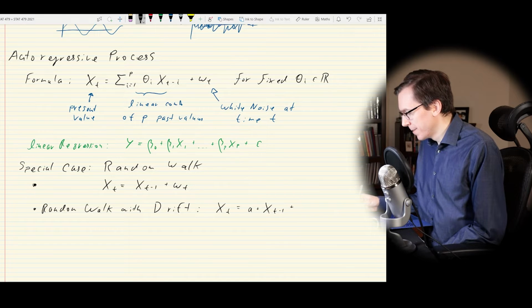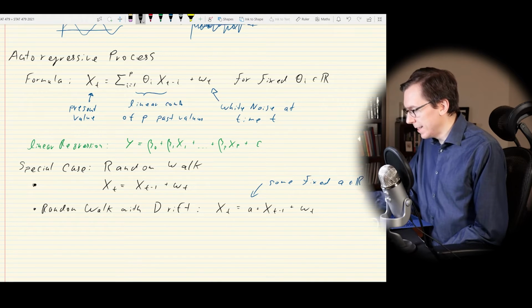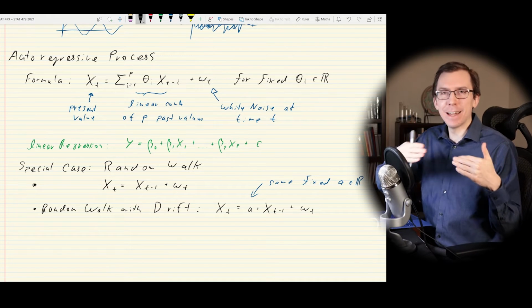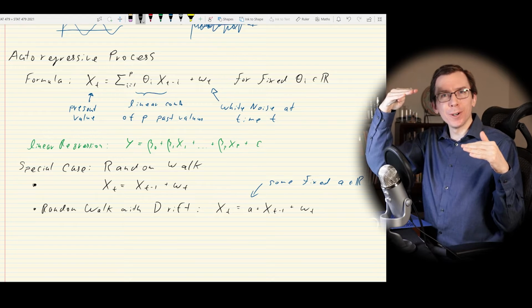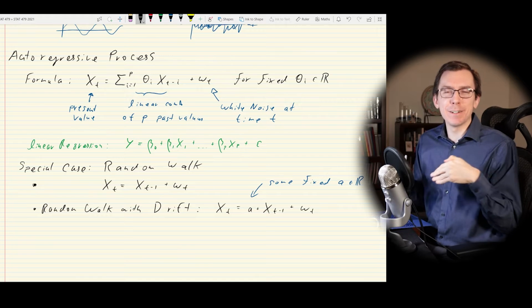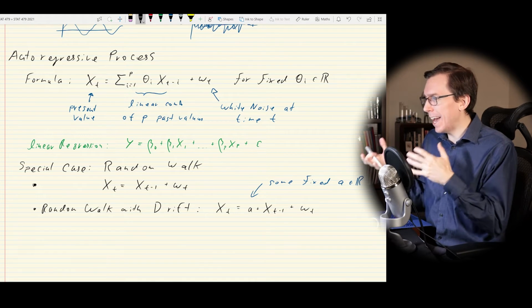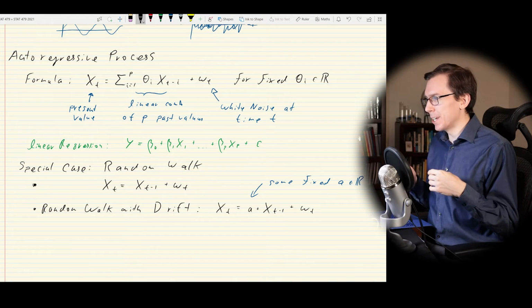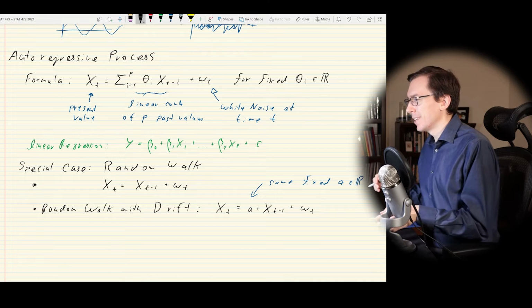So what we do here is we add some constant a. This is some fixed a in R. And in this case, what it means is that at every time point, we're adding a. So if a is positive, that means we're going up by a units, but we're also adding in that random white noise. So there is a trend either up or down, depending on the sign of the value a. But there's still going to be some random fluctuations above and below that line.